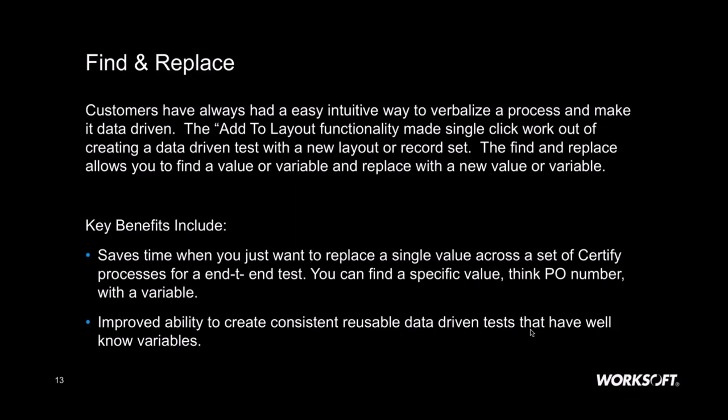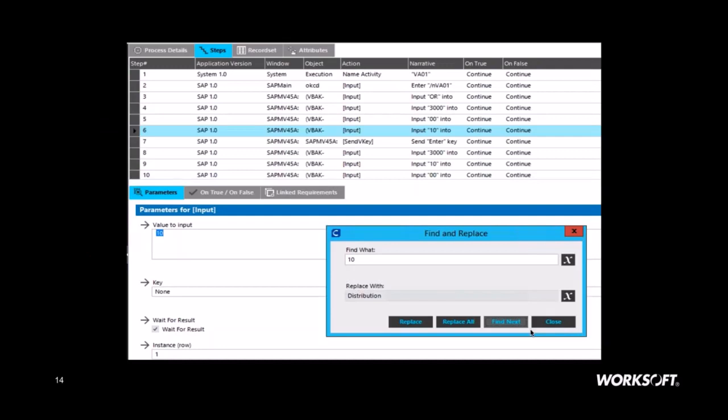It'll actually find a value, replace it with a variable, or change a variable to another variable, or variable back to a value. But the idea is it's to help you with the end-to-end processing itself. So think maybe of a PO number that needs to be sent across all of them. So as you'd expect, with Certify, an elegant, simple window: find, replace, and pick your variable. I'll demo that in just a second.